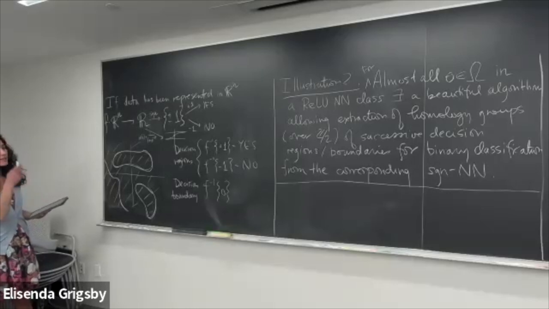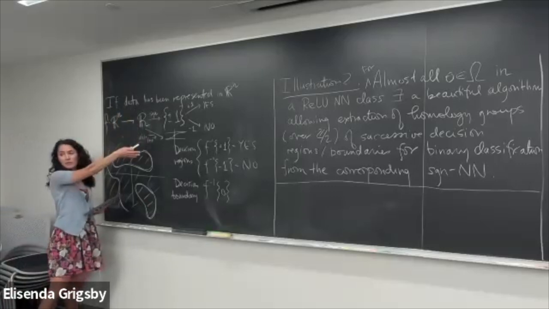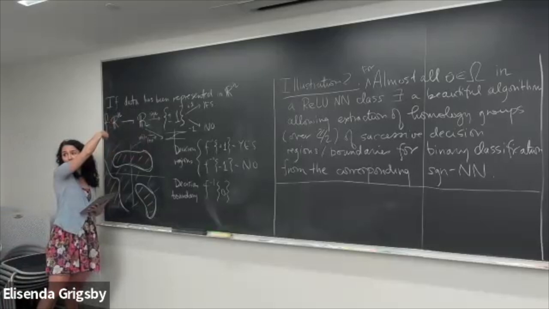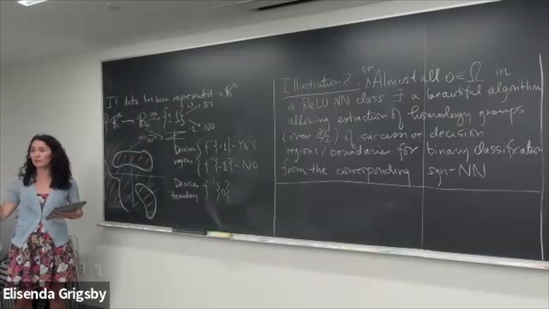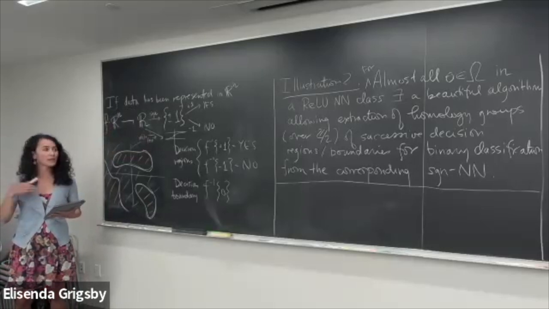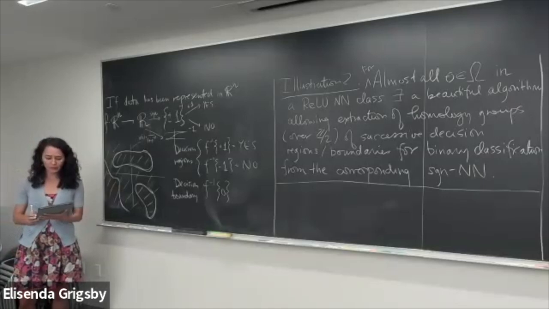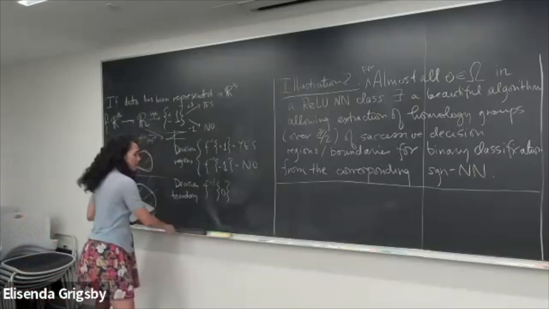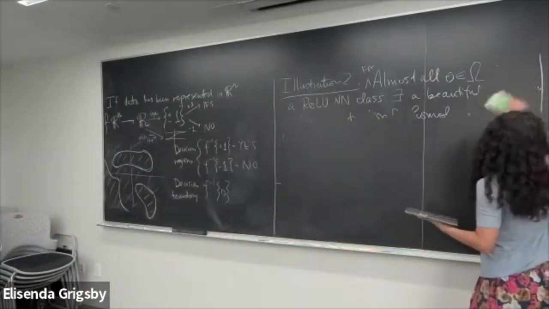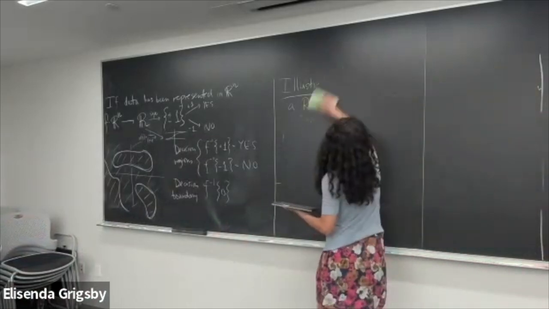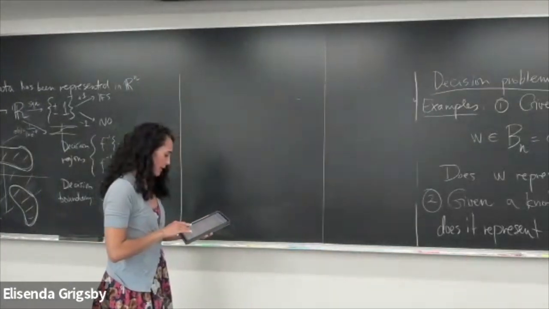So what I want to set up is to tell you how, if you're doing some decision problem, and this function class is like a ReLU neural network class, then the homology groups of all the intermediary decision problems and boundaries can be computed from just the corresponding sign neural network data. I'll say what I mean by that in a second. So what do I mean by these intermediary decision problems? Well, let me say it now.